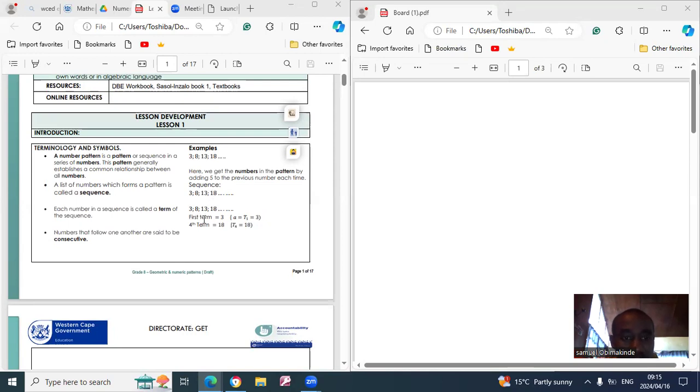So here, the first term, the first number in this sequence, will be 3. The first term is always represented by A. At other times, it could be represented by T1. This is T subscript 1, so it is pronounced as T1. In this sequence, our A or T1 equals 3. The fourth term equals 18, as you can see here. So T4 will be equal to 18. This T stands for term.